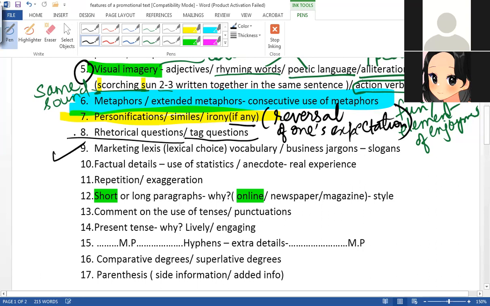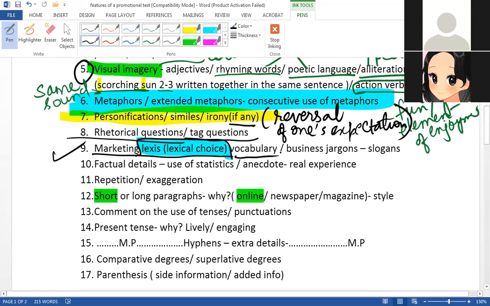Because it's a promotional campaign, it has to do with marketing lexis. Lexis or lexical choice means only one thing, beta. Don't be afraid of looking at this word. It simply means vocabulary, vocabulary choice. Because you have to sell it. At the end of the day, you have to sell it. There has to be a push strategy to the market. How you're going to make people feel the significance of the product.